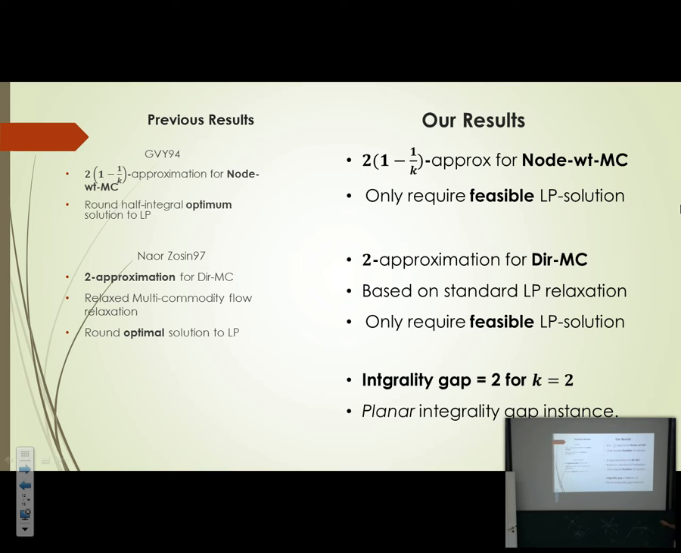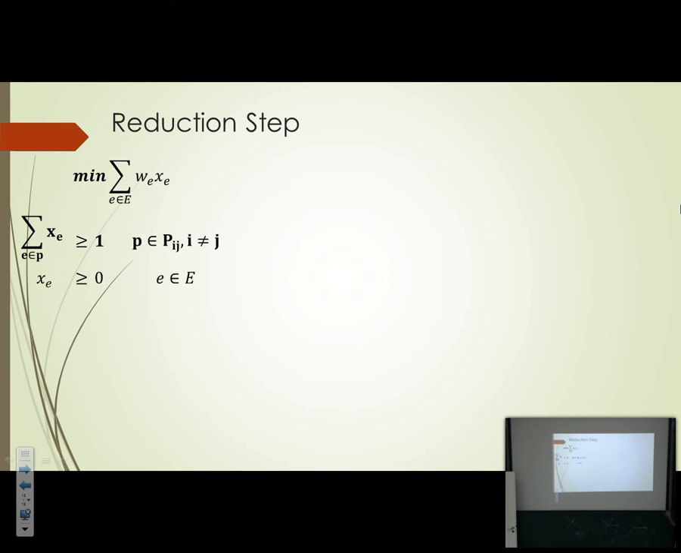So even with planar graphs, directed multiway cut has integrality gap 2 for just 2 terminals. In this talk, we'll look at this part: a 2-approximation for the directed multiway cut. So let's remember the LP again.